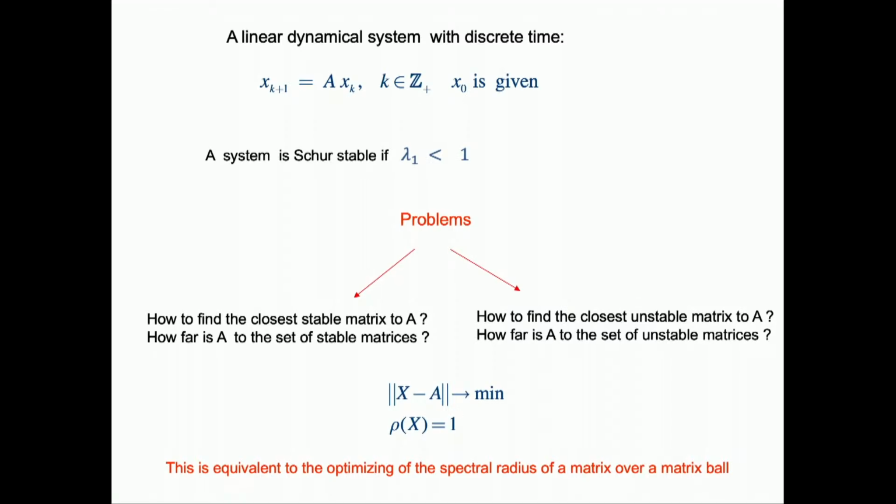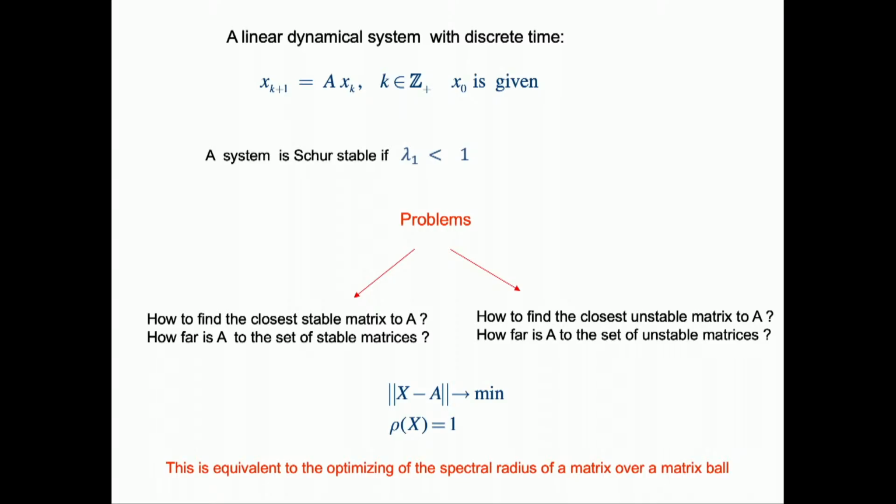Of course, the set of stable and the set of unstable matrices are both open. Yes, the spectral radius is strictly less than 1 or strictly bigger than 1. And that's why the problem doesn't have a correct solution. There is no closest. And therefore, we have to take a closure.